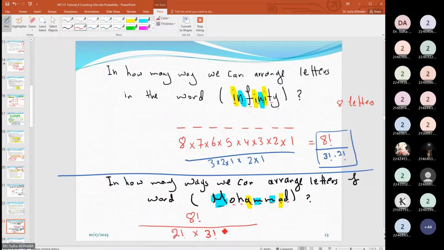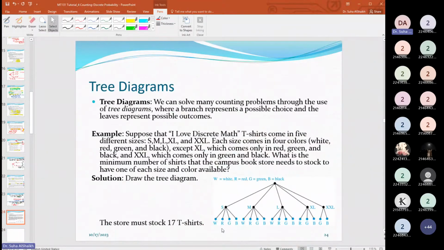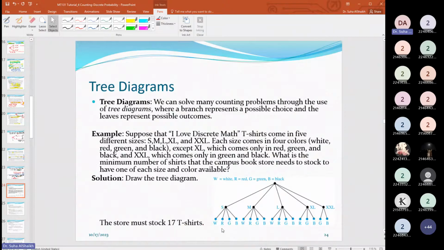Okay? Any questions so far? Now the tree diagram as well is used to do this counting. Until now we are talking about techniques of counting, how we do counting. Okay?